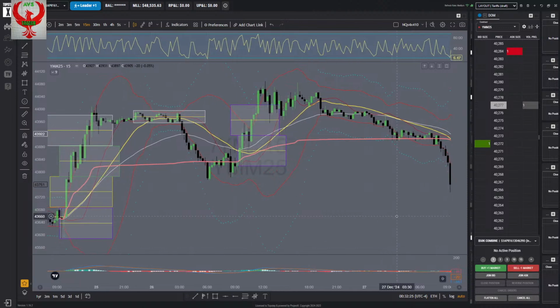BTO means buy to open. That's just buying in order to open a position. And STC is selling to close the position, meaning selling to exit the position, okay? So those are some key terms that you really need to know.